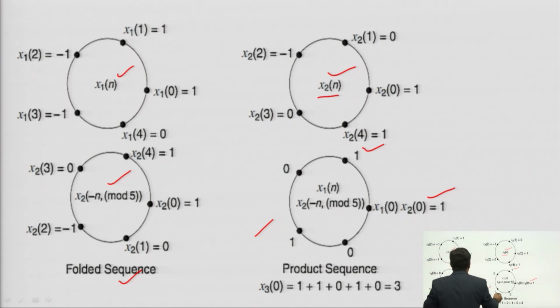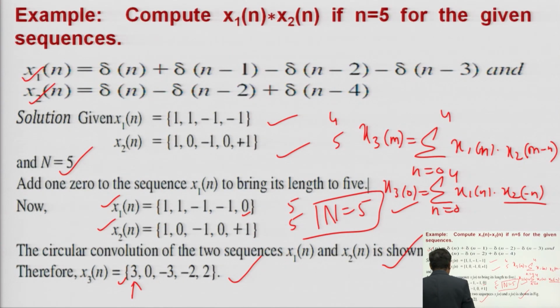Now, again 1 into minus 1, minus 1 into minus 1, so it will be 1. Now, this 0 into this and this will be 0. So, this will be the product sequence. Now, your sum is 1 plus 1 plus 1 plus 0, which is 3. So, your answer will be 3. So, at 0 what are you getting? At 0 its value is 3. So, it is very simple here.